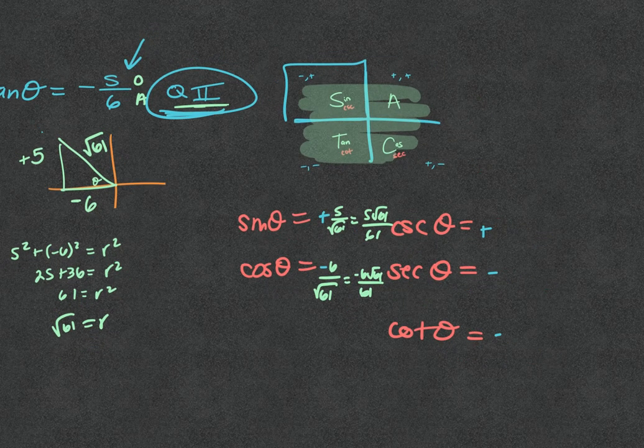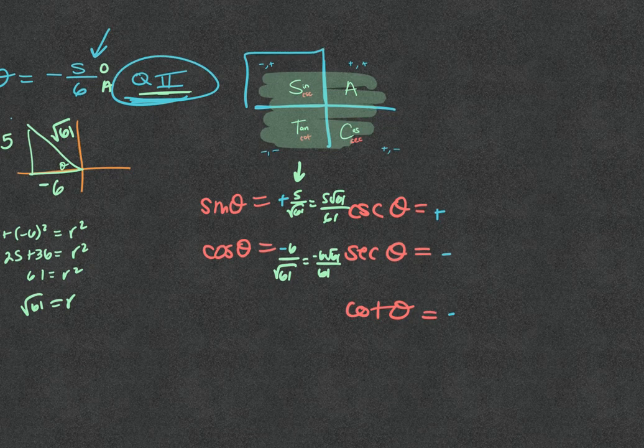Then I flip it, but I go back to before I rationalize, so this would be square root 61 over 5. This would be negative square root 61 over 6. This would be negative, the reciprocal of what I got at the beginning, so 6/5, or adjacent over opposite if you want to use the triangle.